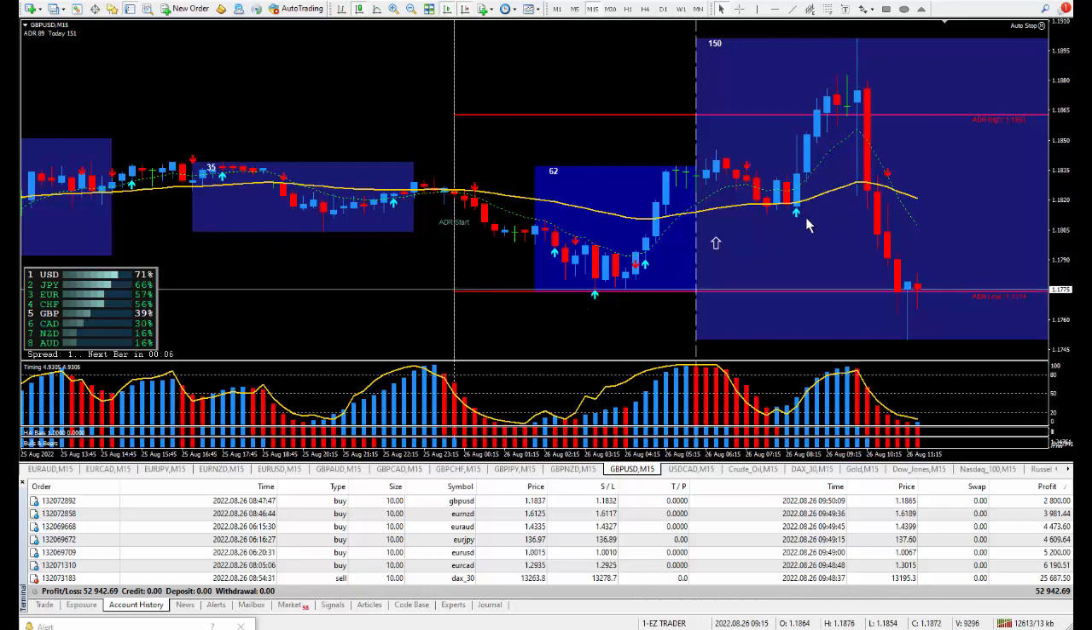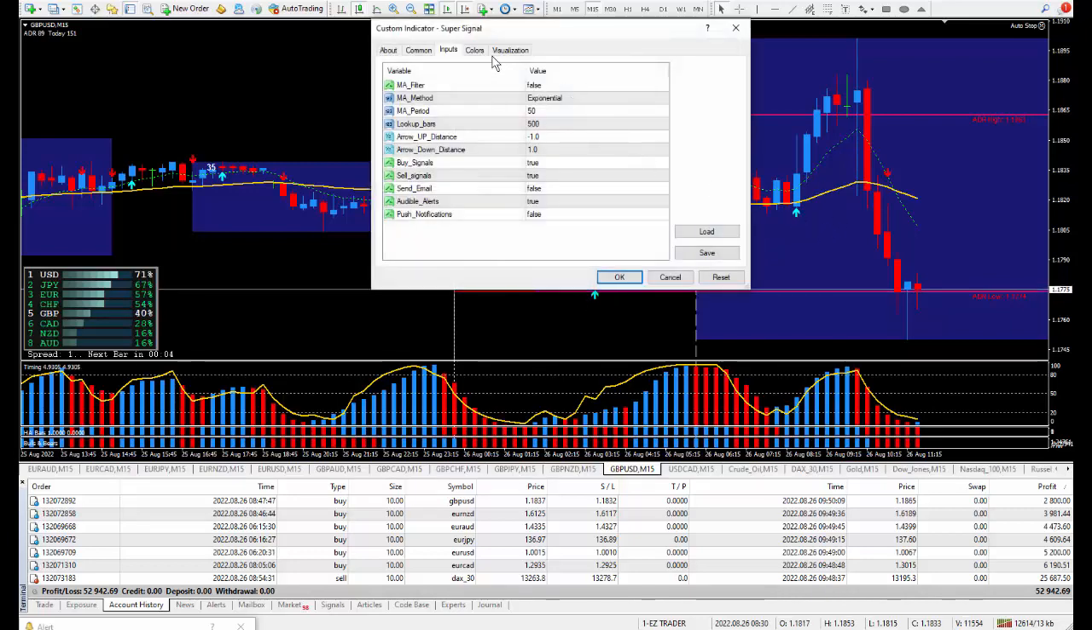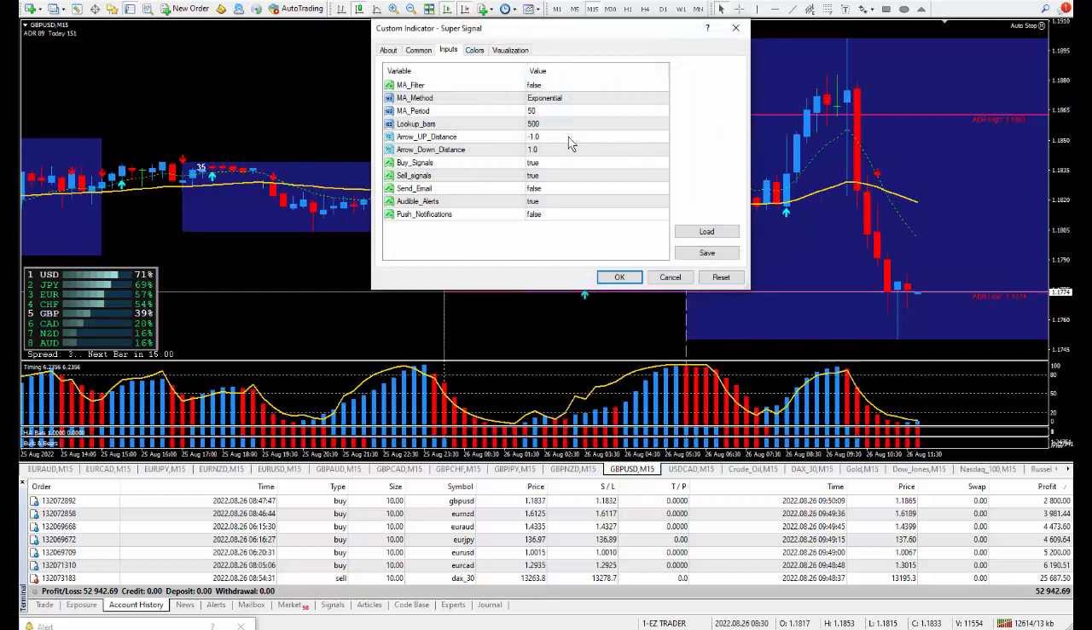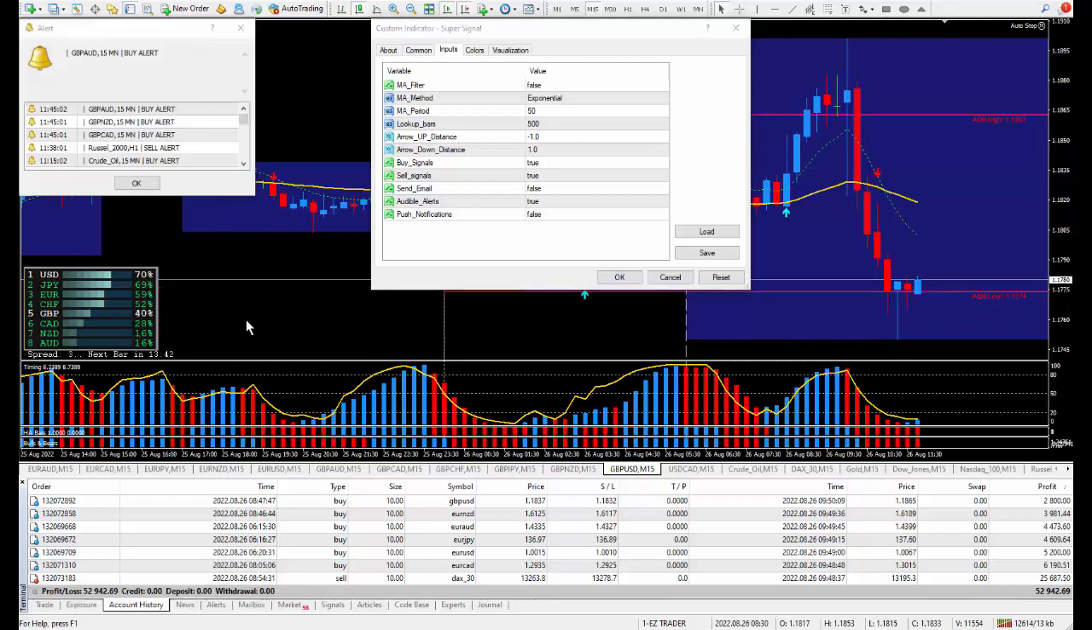Now this one here has the built-in alerts. It's a super signal indicator that gives pop-up arrows and a pop-up box. Like if I can bring this up, you'll get a pop-up box like this along with an audio alert, and of course you'll get the arrows telling you either to buy and or sell, just to let you know that. Let me remove this.